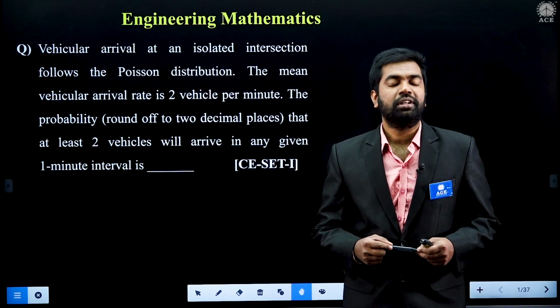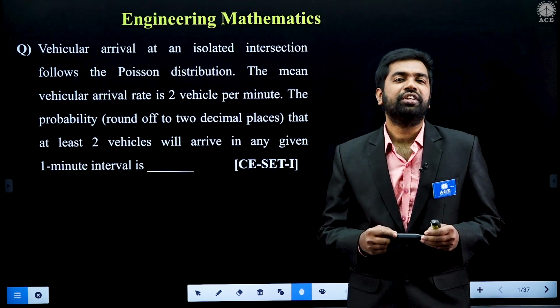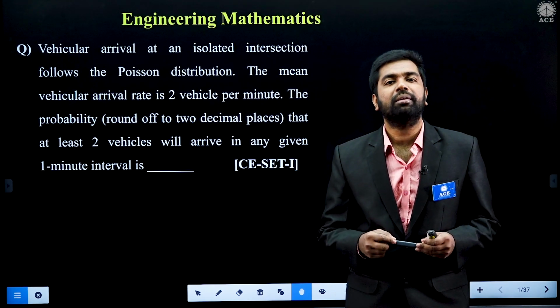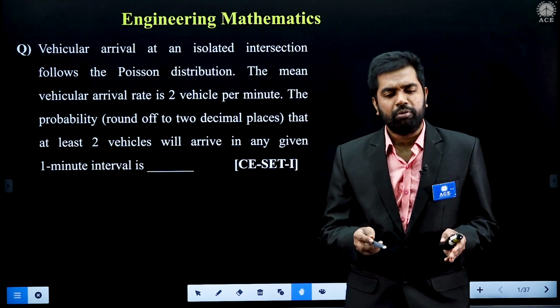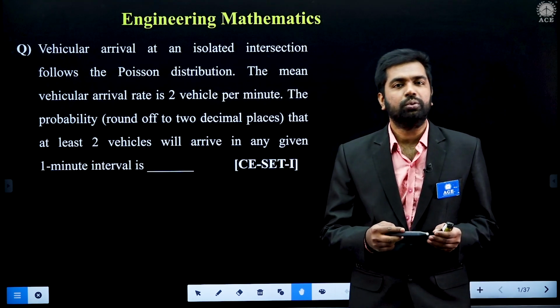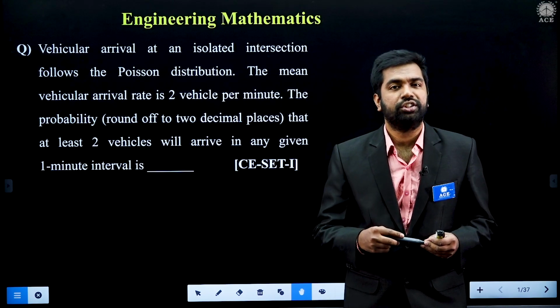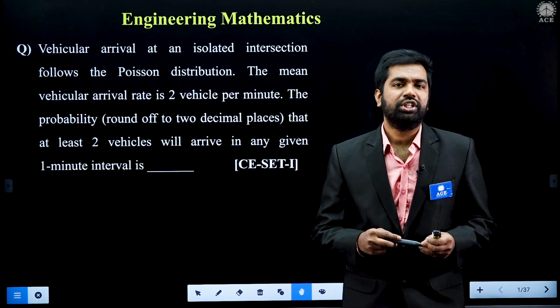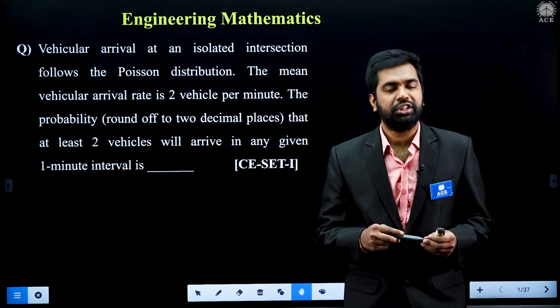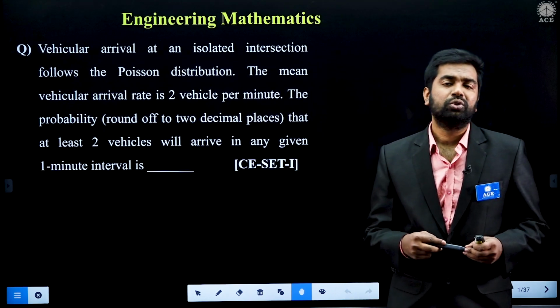In this video, let us look at Civil Engineering GATE 2021 Mathematics questions. From both set 1 and set 2, there were 9 questions each: 5 1-mark questions and 4 2-mark questions. Let us look at their solutions.